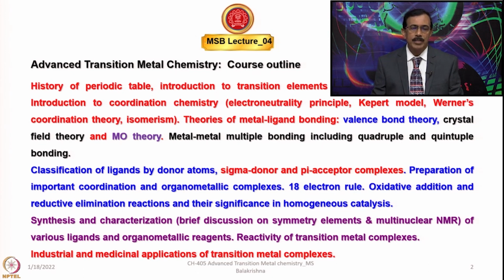chemistry. So, I shall do the classification of ligands by donor atoms. There are several ways to do the classification, but the most appropriate and suitable method is to classify ligands by donor atoms, and that can tell you about different types of ligands, including sigma donor and pi acceptor, and the corresponding complexes. The preparation of important coordination and organometallic complexes is also included.